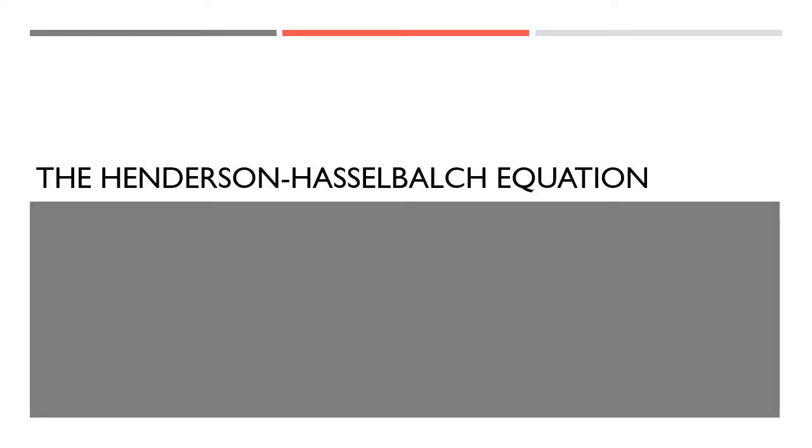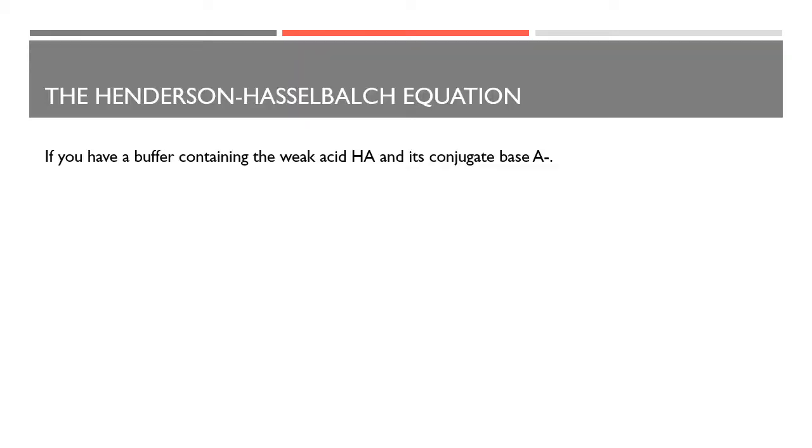Now, we make a lot of assumptions when we do calculations regarding buffer solutions. And in making those assumptions, we can actually simplify the calculations that are done when calculating the concentrations and the pH in buffer solutions. This simplification is called the Henderson-Hasselbalch equation.